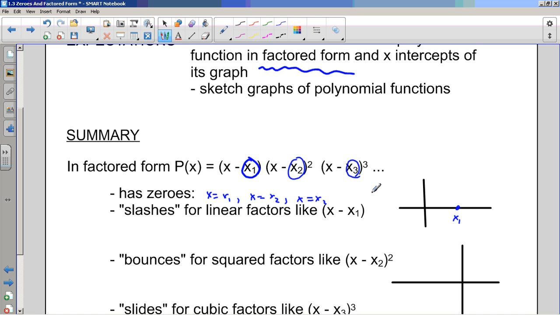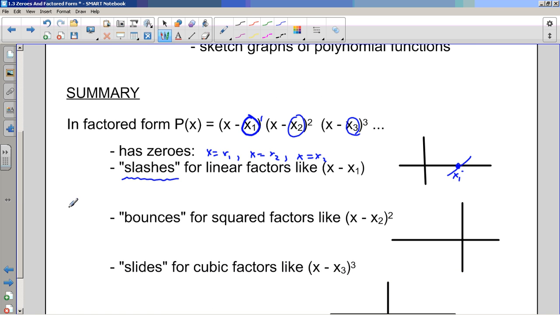There's x1. And even more than that, you're supposed to get this idea of the shape of the graph for each of the exponents on the bracket. Slashes for linear factors like this. If there was only an exponent 1, implied, then near x1 the polynomial function behaved like a line, a linear factor. We don't know that it necessarily went this way. It could go this way, but it slashes right through. You could think of it however you like. I think of that as a slash. There's only one bracket there, and so it slashes through.